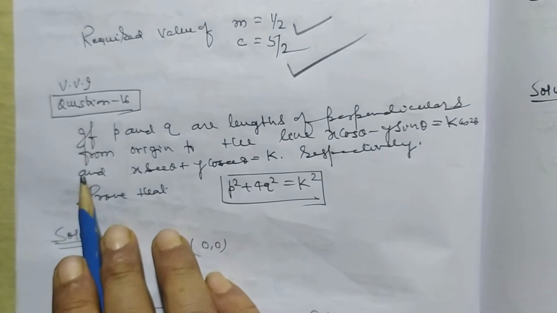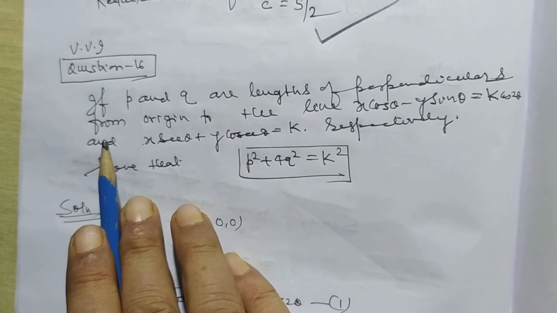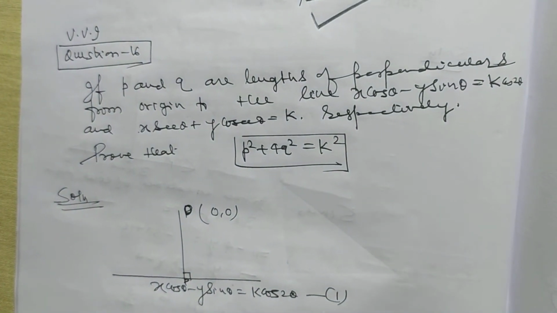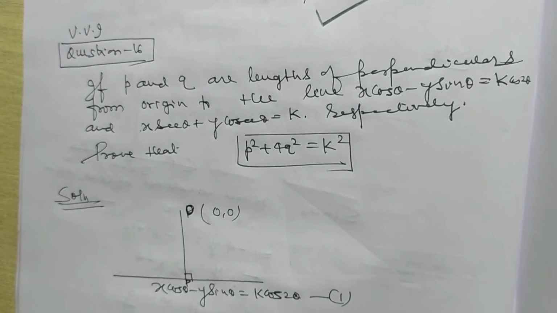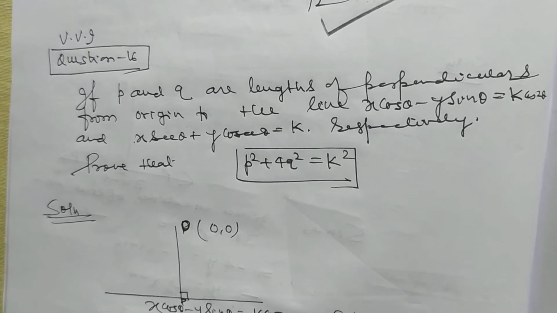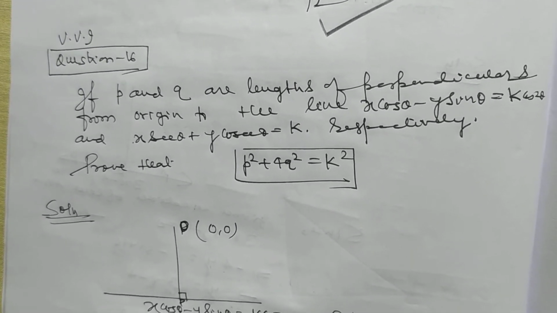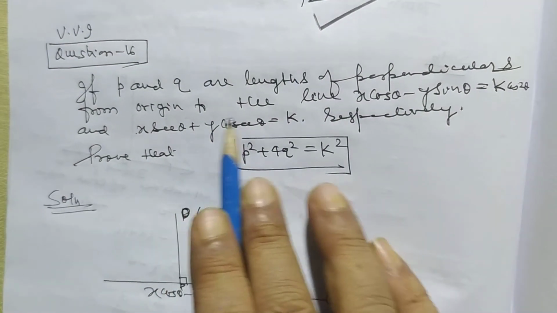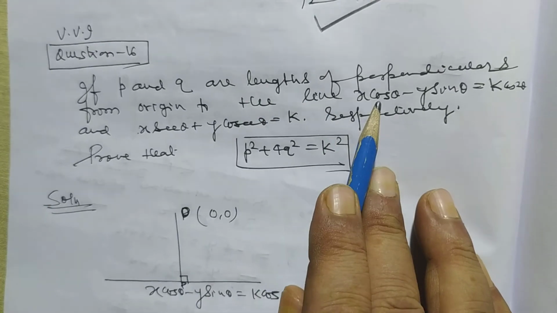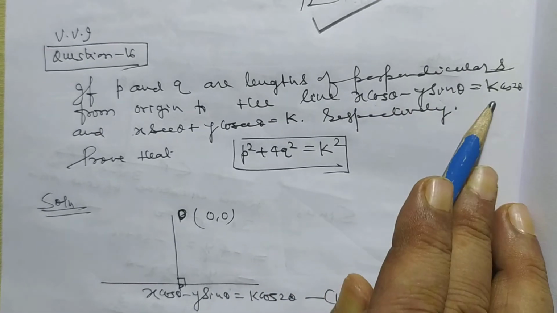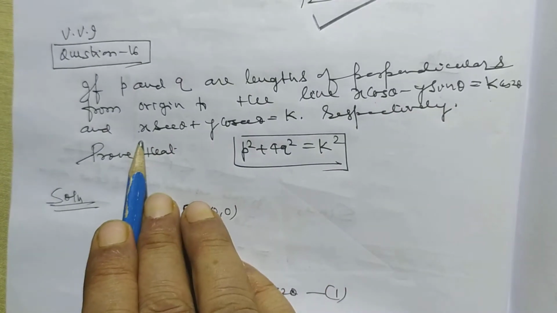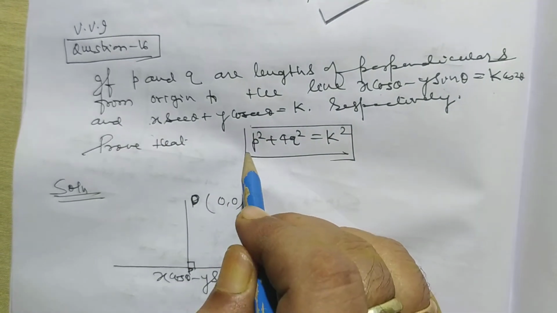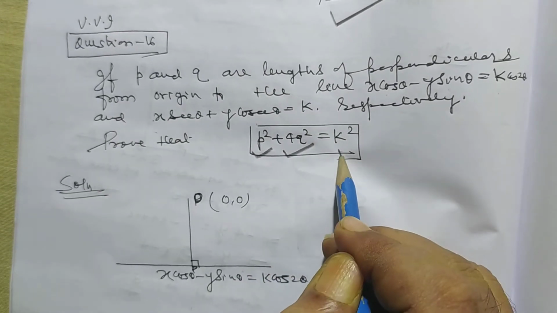So my dear students, question 16 is very, very important for the purpose of examination, because in this problem trigonometrical ratios are involved. The equation of the line is in the form of trigonometrical ratios. If p and q are lengths of perpendicular from origin to the lines x cos theta minus y sin theta is equal to k cos 2 theta, and x sec theta plus y cosec theta is equal to k respectively, prove that p square plus 4q square is equal to k square.